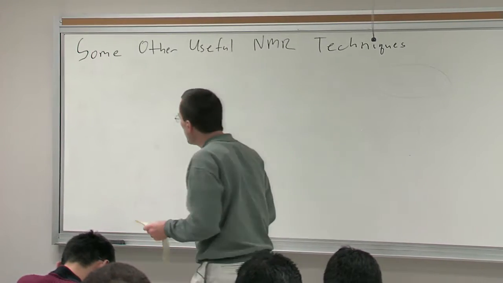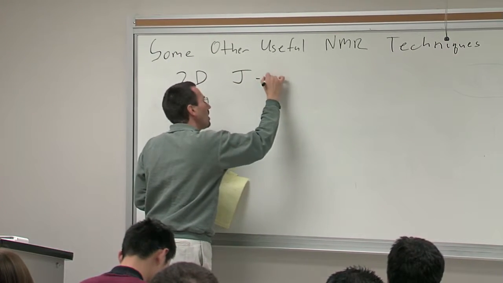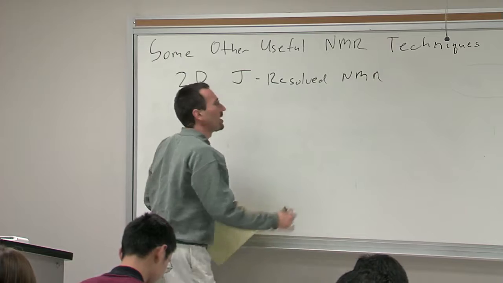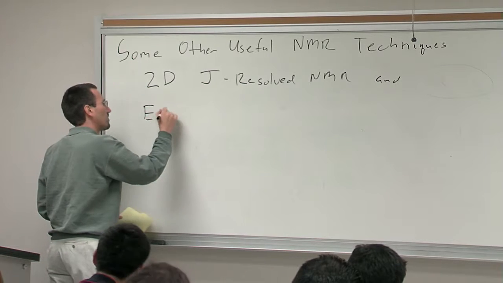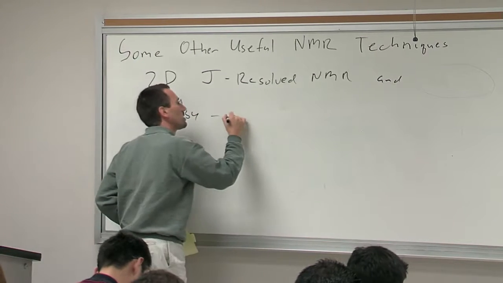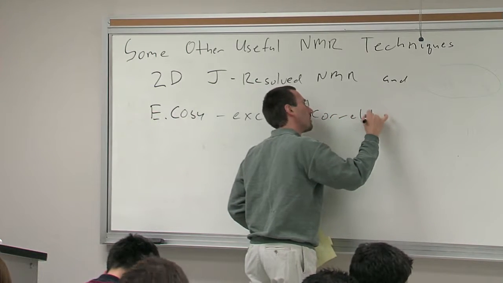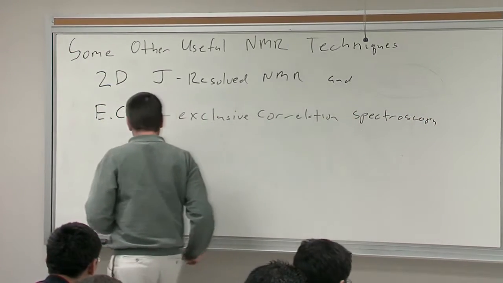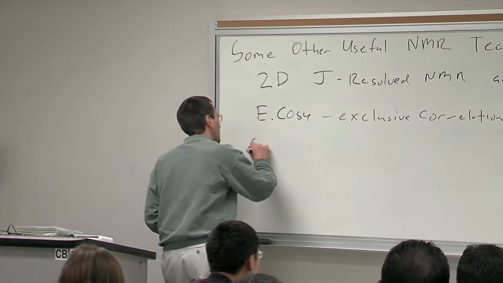So I wanted to mention two techniques that may be useful to you in your own research. You're not going to get these on the final. 2D J-resolved NMR is one technique. And the other one is E-COSY, which stands for Exclusive Correlation Spectroscopy. And I guess that's a capital E in COSY, which is exclusive. And so what I'll say is both of these can help you extract J values from complex multiplets.